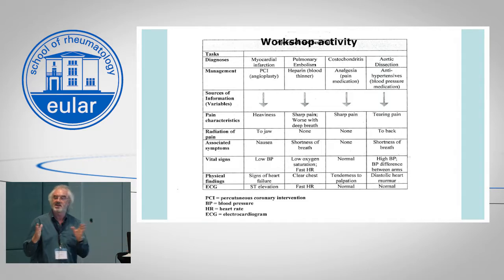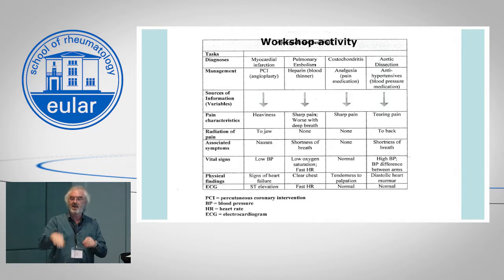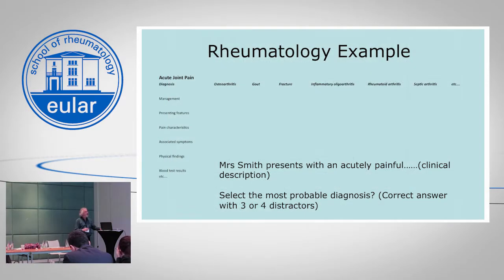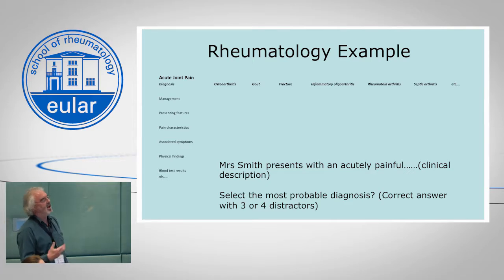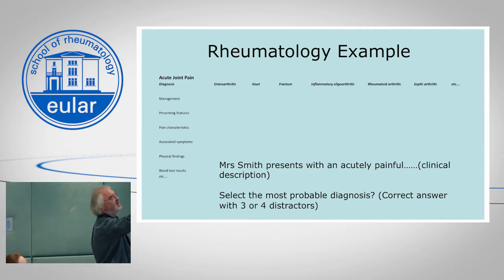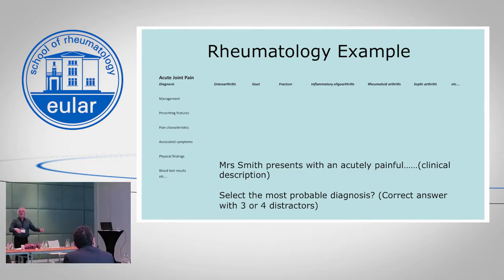And then similarly, you could do an extended matching one where you have 2 scenarios, and then you have multiple, maybe more potential conditions that would go beyond just 4, but then you might have trouble trying to come up with some plausible examples of chest pain that would fit. So let's now have a look at one that I haven't done. This is one for you to look at. This is a rheumatological example now, using the same framework, and we're in the realm of acute joint pain. So now we've got osteoarthritis, gout, fracture, inflammatory arthritis, rheumatoid arthritis, septic arthritis, and any other acute joint pain you want to put along there.